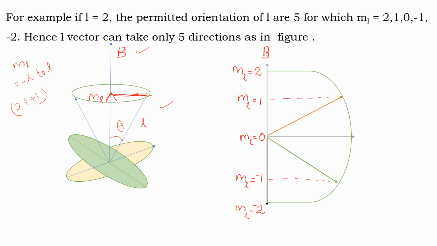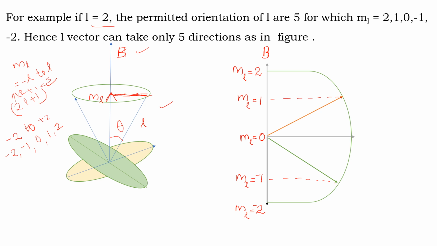For example, if L is equal to 2, then the ml can have values from minus L to plus L, means minus 2 to plus 2. That is minus 2, minus 1, 0, plus 1, plus 2. That is, there are a total of 5 values. That is, there are 2L plus 1 values. That is 2 into 2 plus 1, that is 5 values.